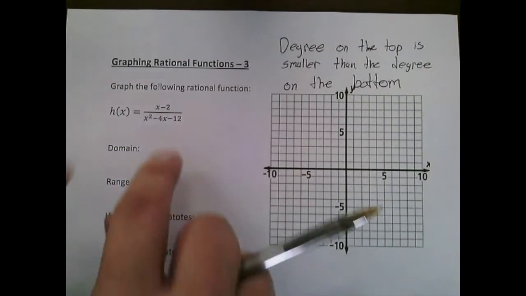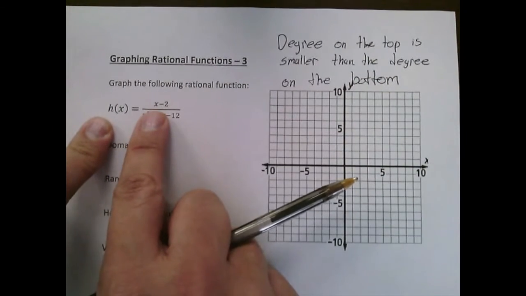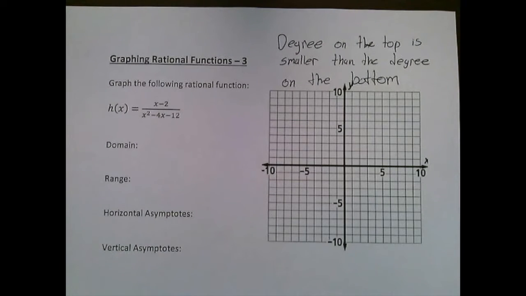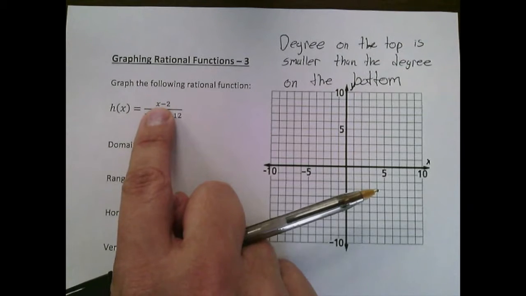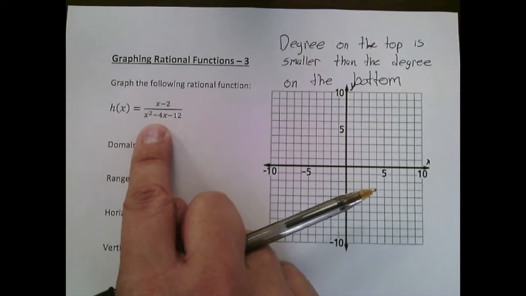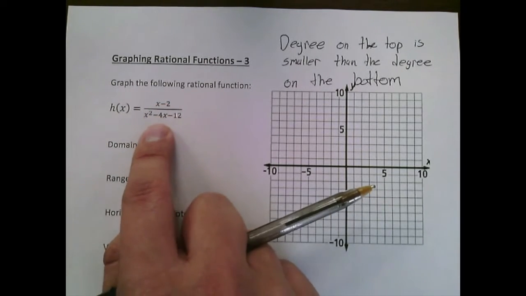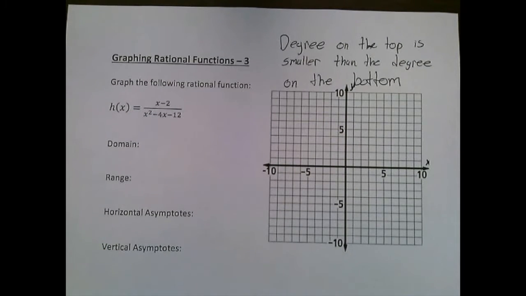So for example, in our example we're going to have here, I have x minus 2 on top, and on bottom I have x squared minus 4x minus 12. So the degree on top is just the largest exponent in the numerator, which is 1. The degree on bottom is the largest exponent on the denominator, which is 2. So you have a degree of 1 on top, a degree of 2 on bottom. So I'm looking at the degree on the bottom being much larger than the degree on top.